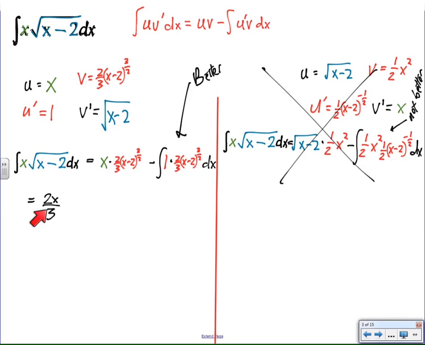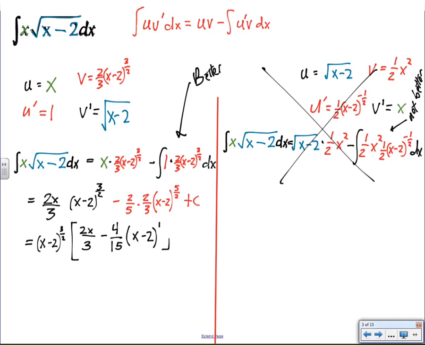So I have the 2/3 x times (x minus 2) to the 3/2, and then I'm going to take the antiderivative of all this stuff, give it here, and add the constant. Clean it up for cosmetic purposes. Here we'll observe that I was able to take out a common factor: whatever is the lowest power of the x minus 2, I factor out that to the lowest power. So here's the (x minus 2) to the 3/2 power. That leaves me with 2x over 3 here, and then 4/15 here, and then there's an extra x minus 2 factor here. It looks a lot nicer when you see it all set up like that. So that leaves us with this.